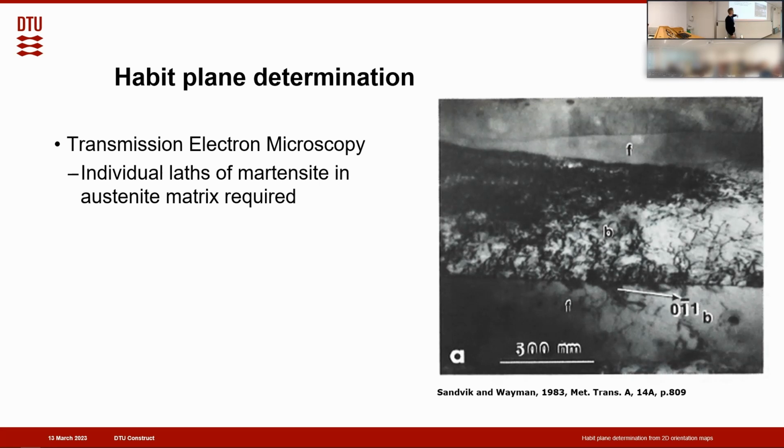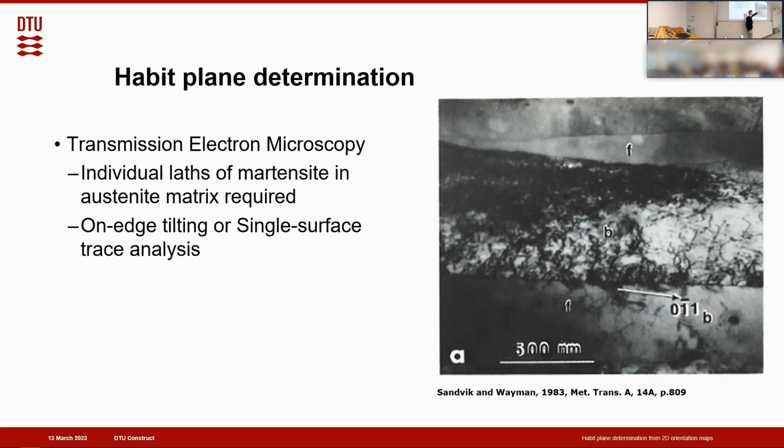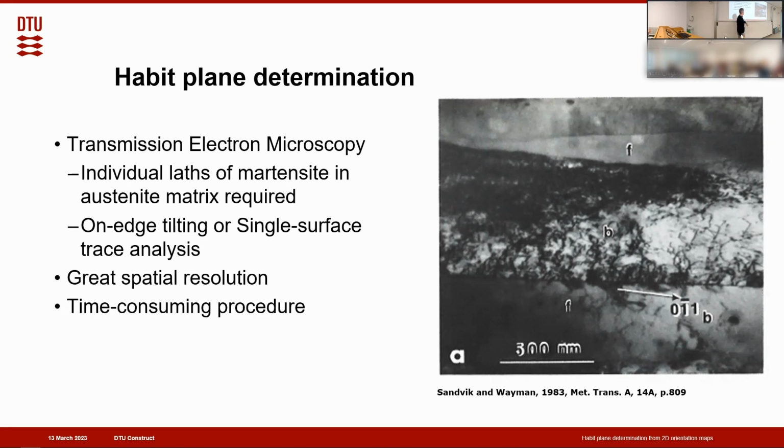And we can look at individual layers of martensite. We need individual layers of martensite embedded in an austenite matrix, so that we have both of the orientations. Then we can either tilt the sample so we actually look down the habit plane, which is called an on-edge orientation, or we can do something called single surface trace analysis, which I will demonstrate later. Of course, we have the big advantage of great spatial resolution, so we can measure angles and so on very nicely.